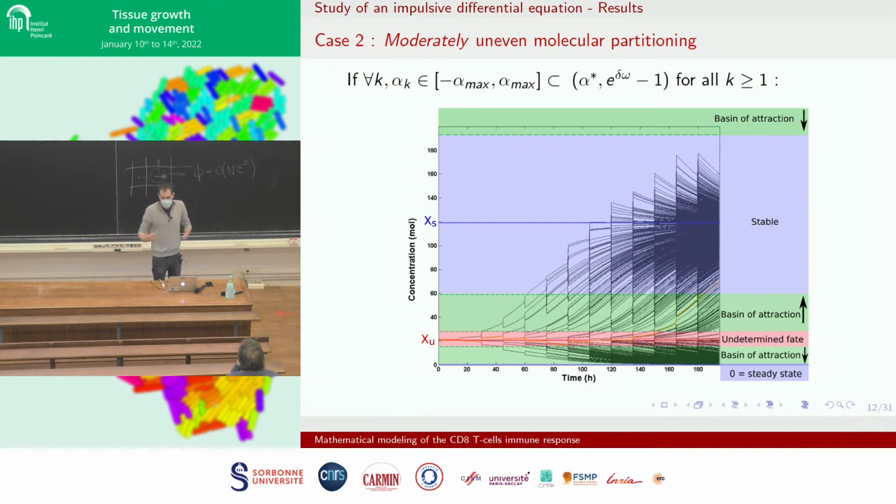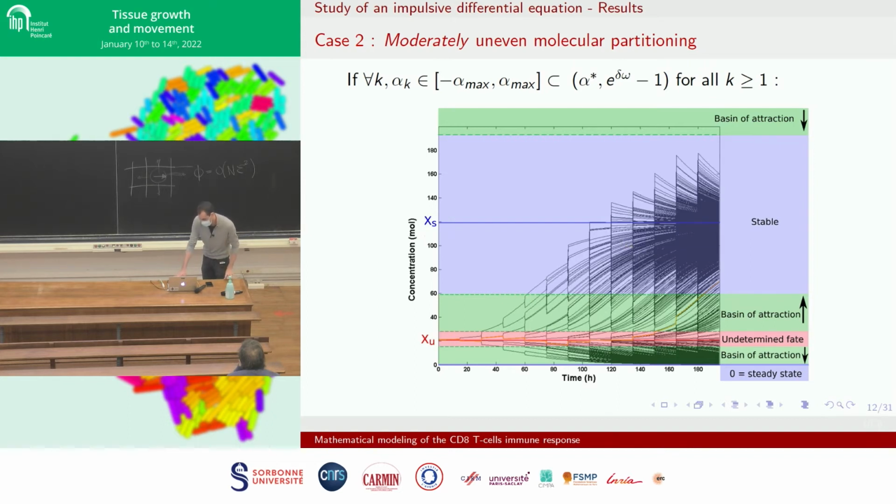So in terms of biological interpretation, that will mean that if the heterogeneity generated at each division is not too large, then there exist 2 non-reversible states of differentiation, one with high concentration for the protein and one with low concentration for this protein.